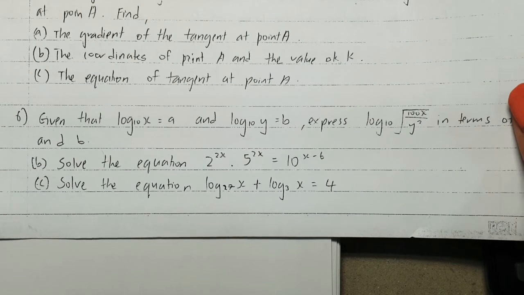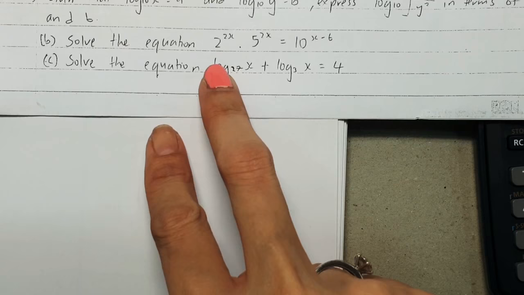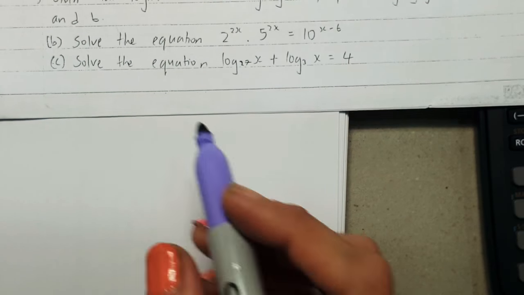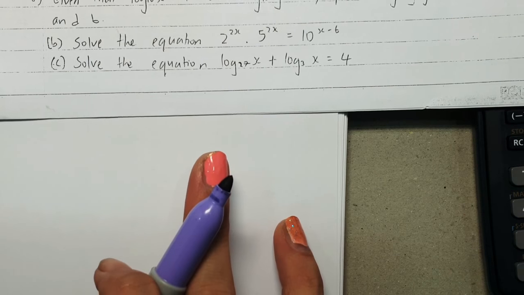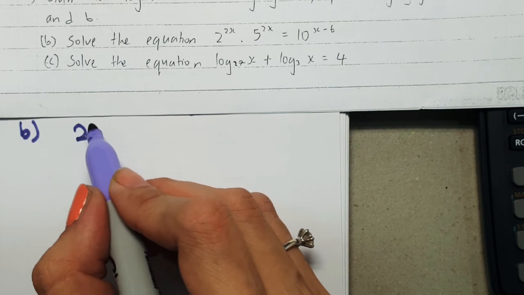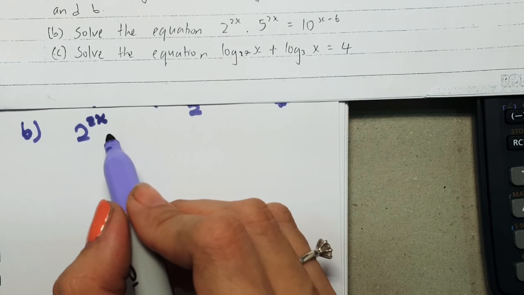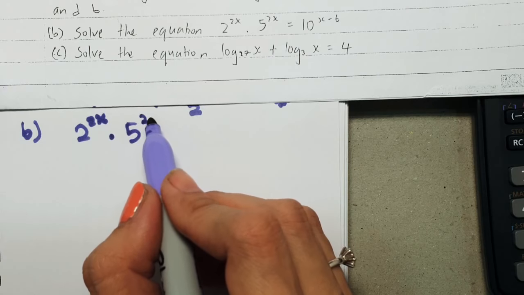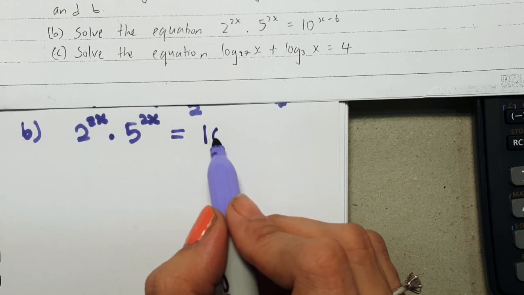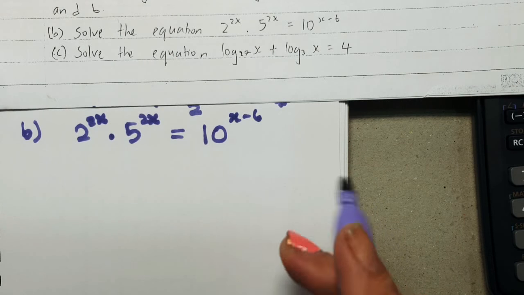The next part, let's look at 6b. Now for 6b, we need to solve the equation: 2 to the power of 2x times 5 to the power of 2x equals 10 to the power of x minus 6. So how do we solve this one?